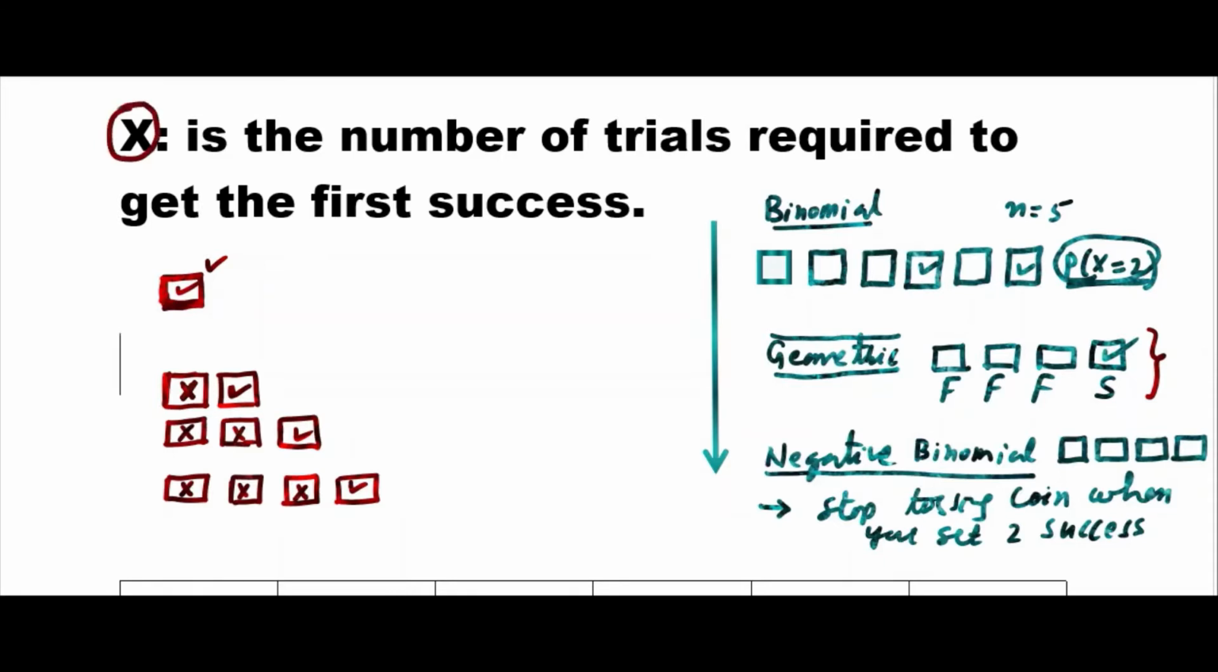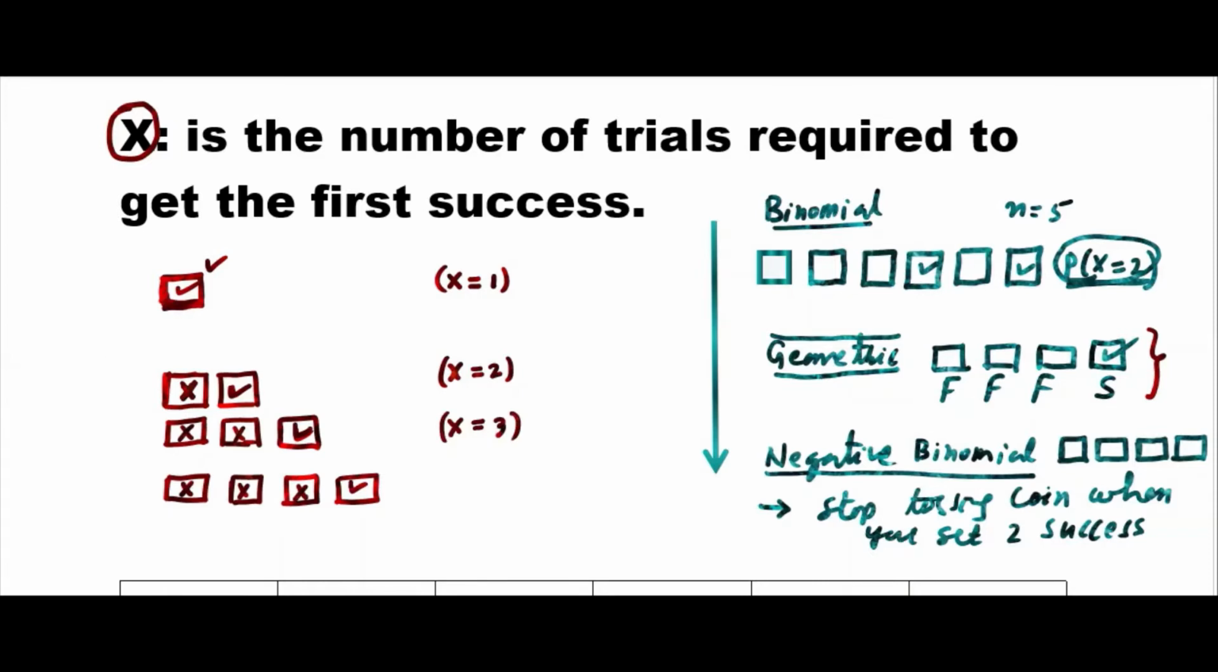X is not success or failure here. X is the number of trials required. Here we required only one trial. The value of X is 1. How about this? How many trials are required to get the first success? 2. How many trials are required to get the first success? 3 trials. See, we are interested in the number of trials, not the number of successes.